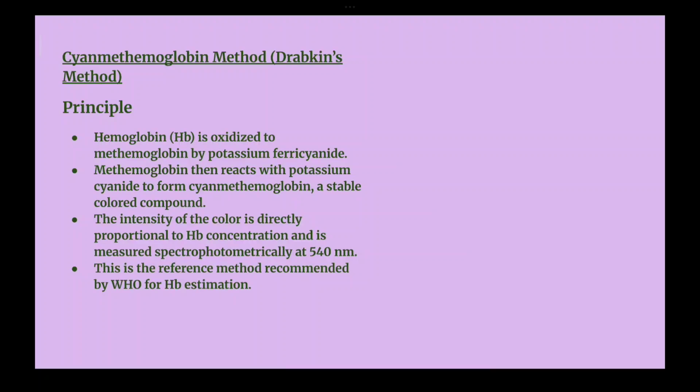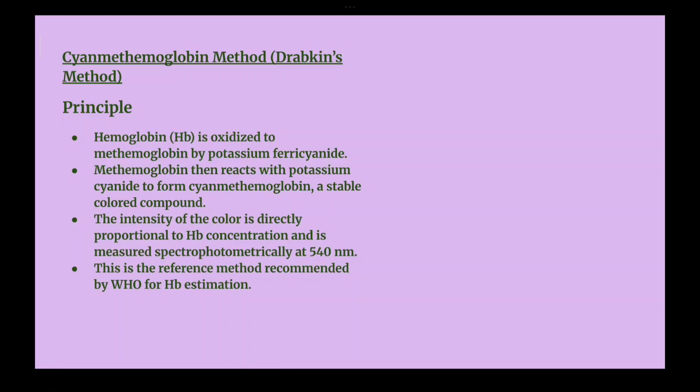Moving on, the second method of hemoglobin estimation is the Cyanmethemoglobin method or Drapkin's method. The principle of this method is that HB is oxidized to methemoglobin by potassium ferricyanide. This methemoglobin then reacts with potassium cyanide to form Cyanmethemoglobin, a stable colored compound, so it does not change its intensity of color. The intensity of color is directly proportional to the HB concentration and is measured in a spectrophotometer at 540 nanometers. This is a reference method recommended by the World Health Organization for HB estimation.